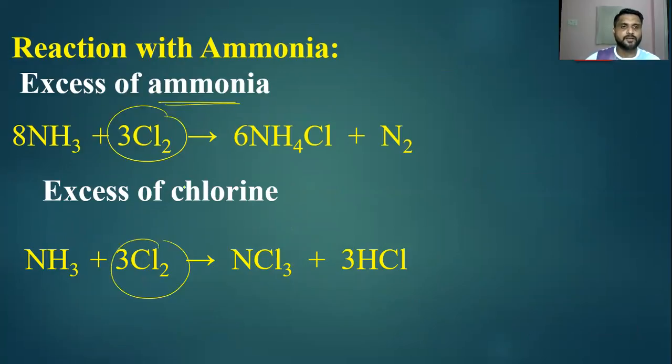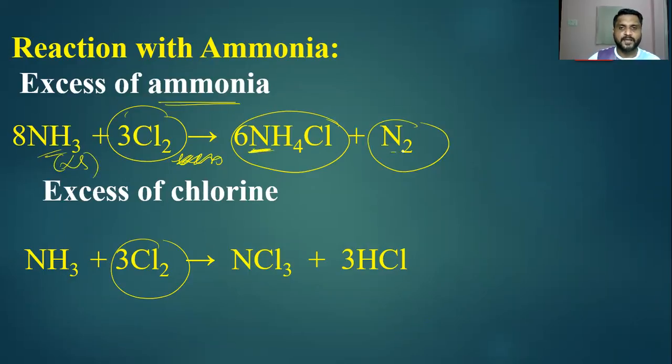Ammonia reacts with the excess. So remember, with excess ammonia, we get ammonium chloride and nitrogen. Both the products contain nitrogen. Then with excess chlorine, you get NCl3 and HCl. In both the cases, see the chlorine product.